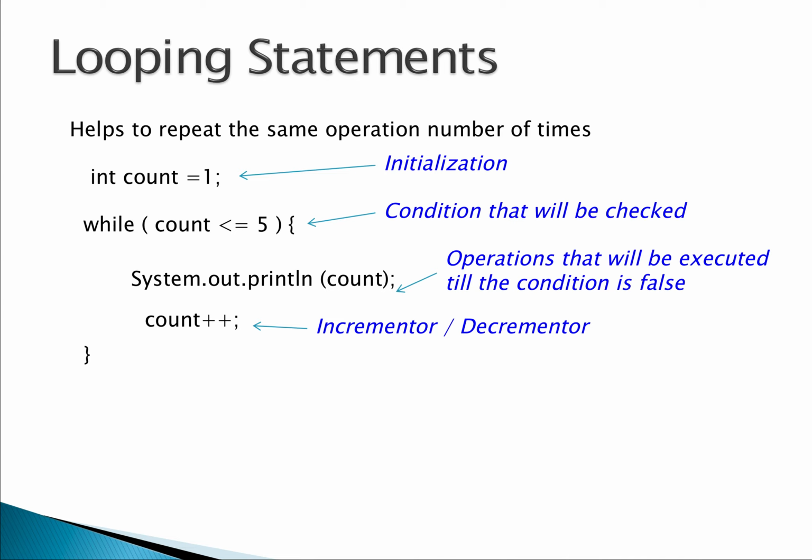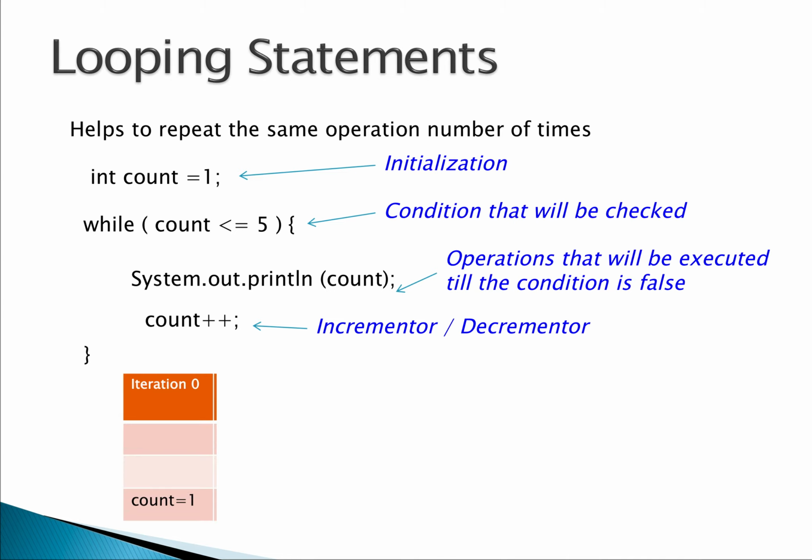If you don't have this count plus plus, then the condition count less than or equal to 5 will always remain true. This forms an infinite loop, because you will never fail this condition, and it will always print 1 1 1 1 like that, since you are not incrementing or decrementing the count here.